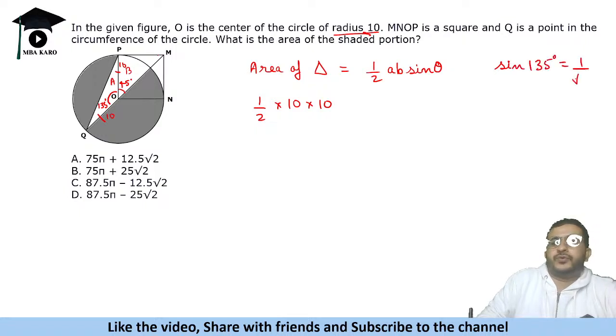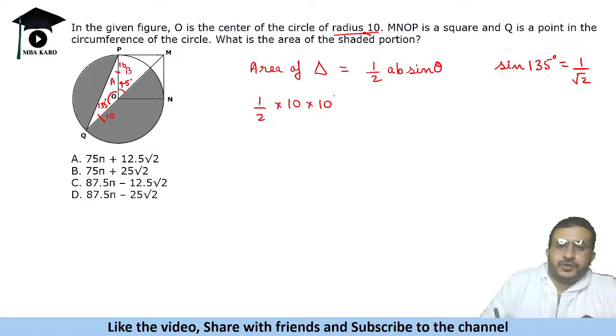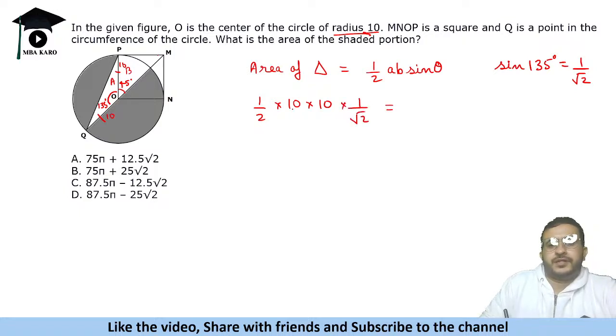is 1 by root 2. Yes, half AB sin x, right? So half 1 by root 2. So this becomes 100 by 2 root 2. मतलब ये 50 upon root 2. और इसको अगर हम लाइक वैसे लिख देंगे this becomes 25 root 2. ठीक है. So ये A is 25 root 2.